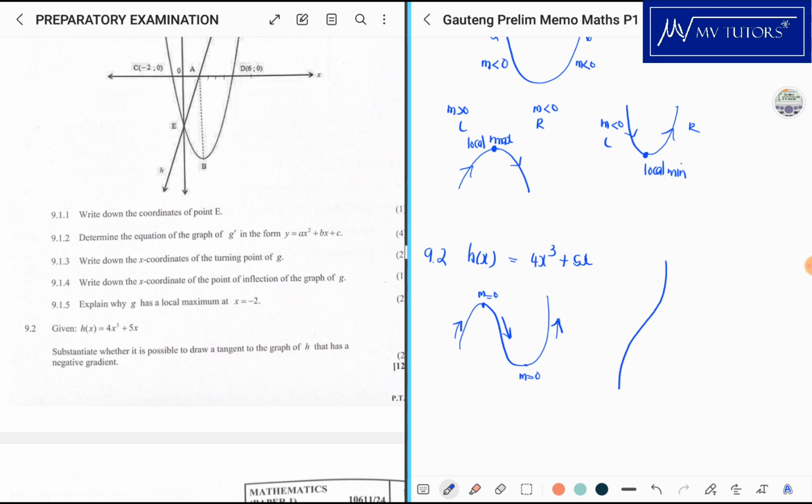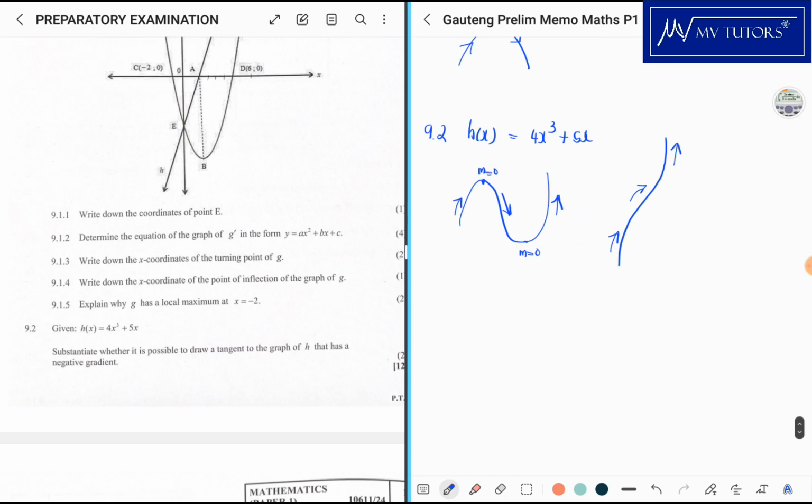If you look at this, the gradient here is going up, going up, going up. But let's say you didn't know that this is how the graph looked. How would you test it? You would go and calculate the gradient. Remember, gradient is getting the first derivative. So the first derivative, using the power rule, is 12x squared plus 5. Okay, 12x squared plus 5.